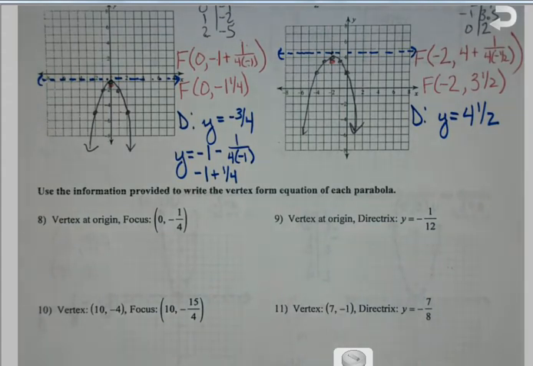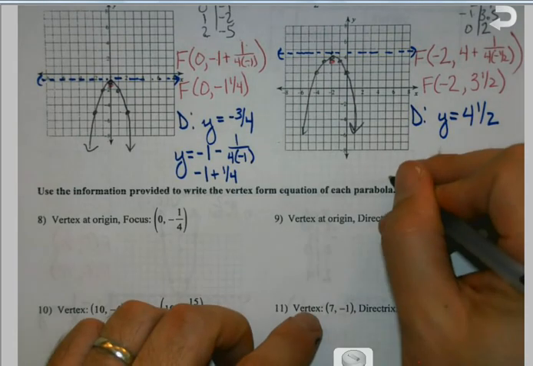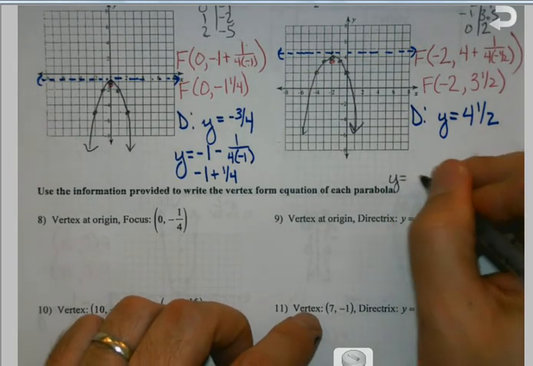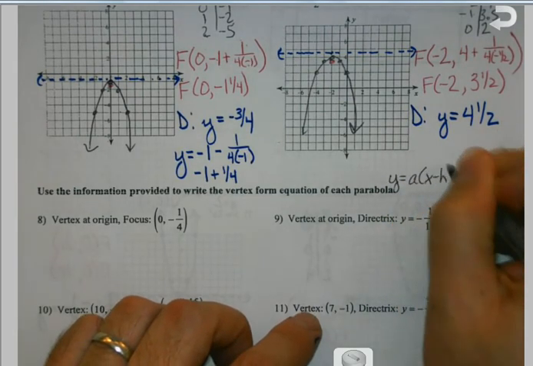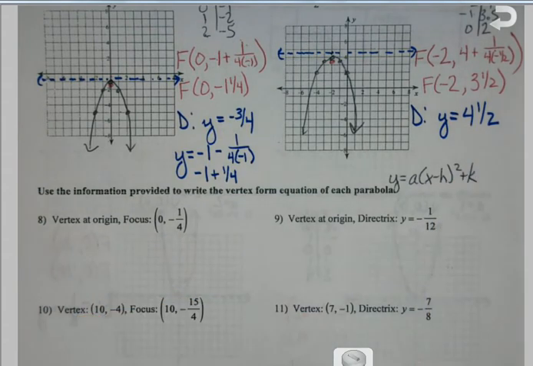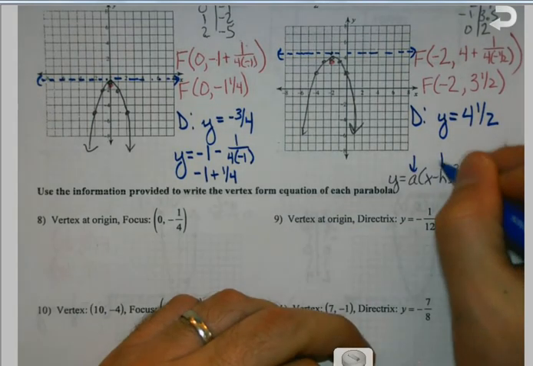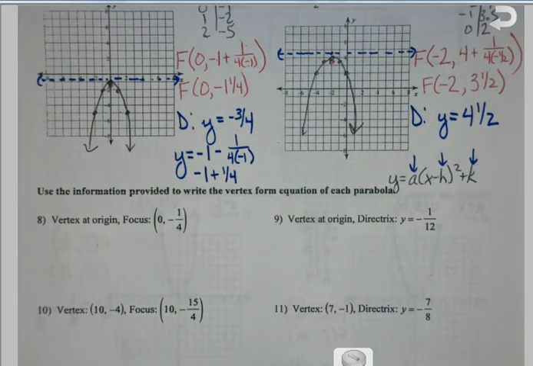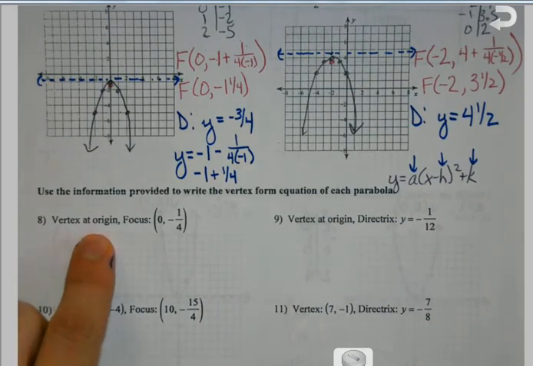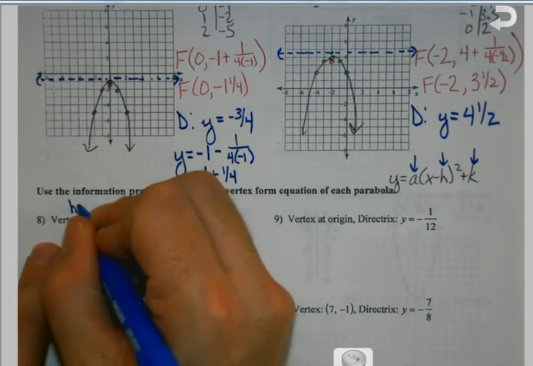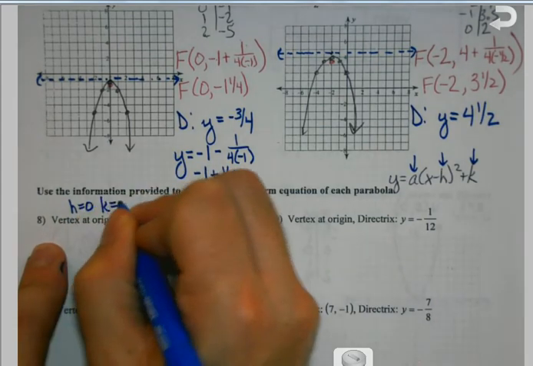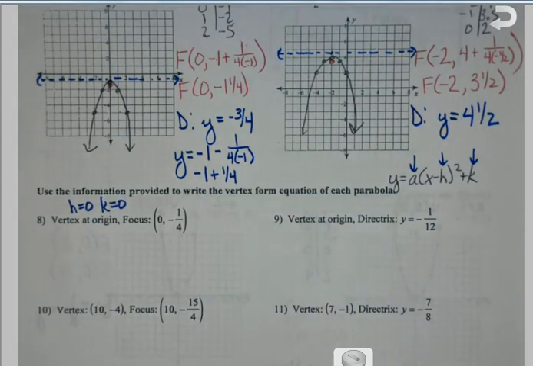Okay. So we remember our vertex form of the parabola. So you're like, okay, I need an a value, I need an h value, and I need a k value. As long as I have those three things, I'm ready to go. So, cool thing right off the bat. Vertex is at the origin. Okay. So I know h is 0 and I know k is 0. So I've already got those two checked off. The only thing I need is the a value.